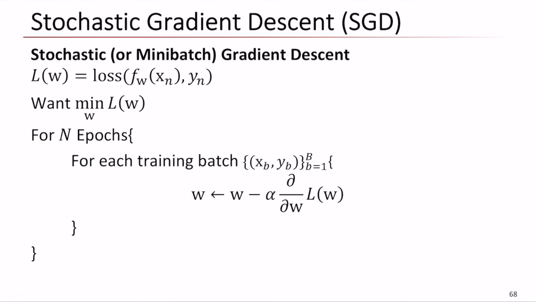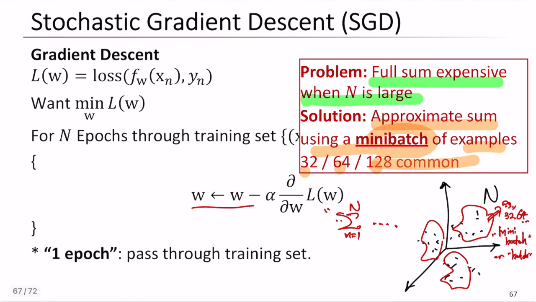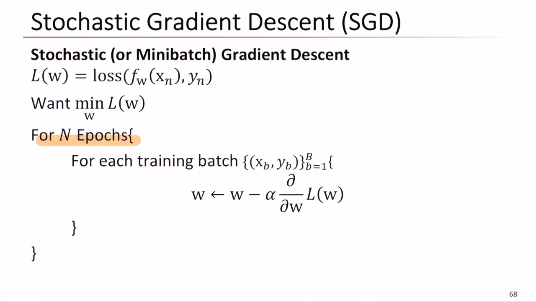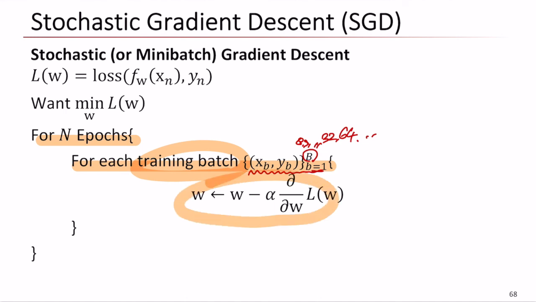To overcome this limitation, we consider one more iteration over the training batches. One batch consumes X_p and Y_p, from p equals 1 to a large P, let's say P equals 32, and then we update the W parameter for this mini batch.